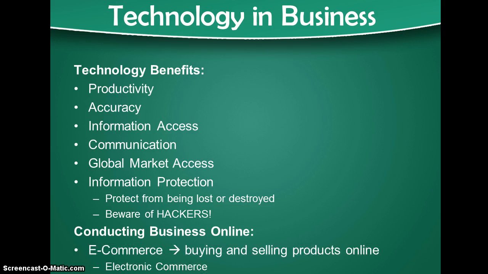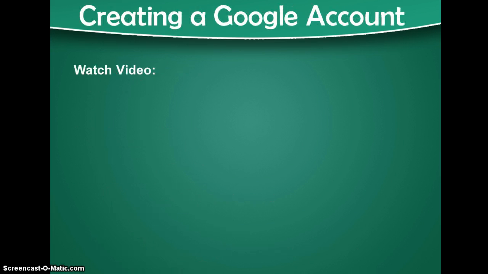So again, global market access kind of leads into what's called e-commerce. E-commerce stands for electronic commerce, and this is buying and selling products online. So if you own a business and you're on, say, Etsy, you're participating in e-commerce. Or if you buy and sell things on eBay or Amazon or Craigslist, that's all part of e-commerce. So it's any type of buying and selling products online.